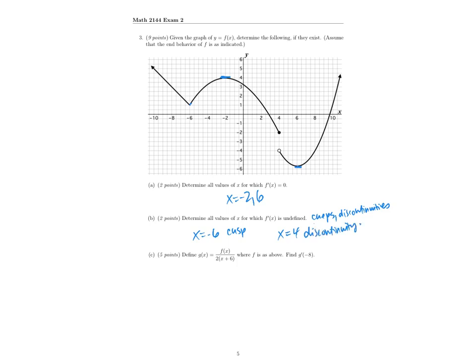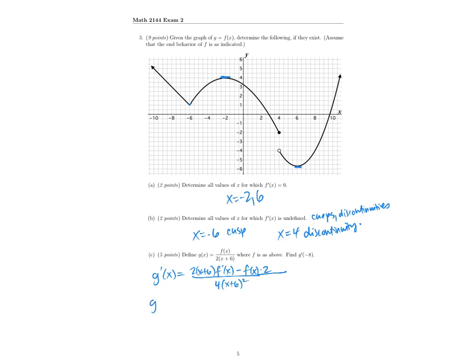Okay, and on C, it says determine g prime of -8. So what I'm going to do is take the derivative of that function and then plug in the values that I know. So g prime of x is going to be, okay, I'm going to have to use quotient rule. So low d high minus high d low, the derivative of the bottom, which is just going to be 2, and then square the bottom. So I'm going to have 4 times (x plus 6) squared.